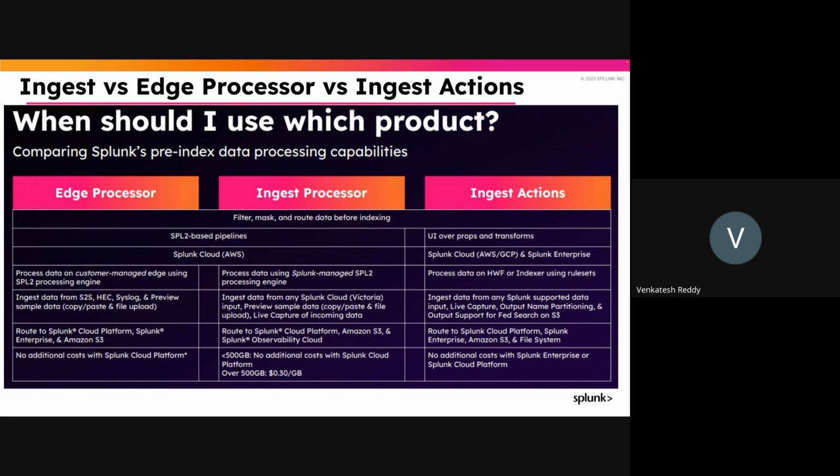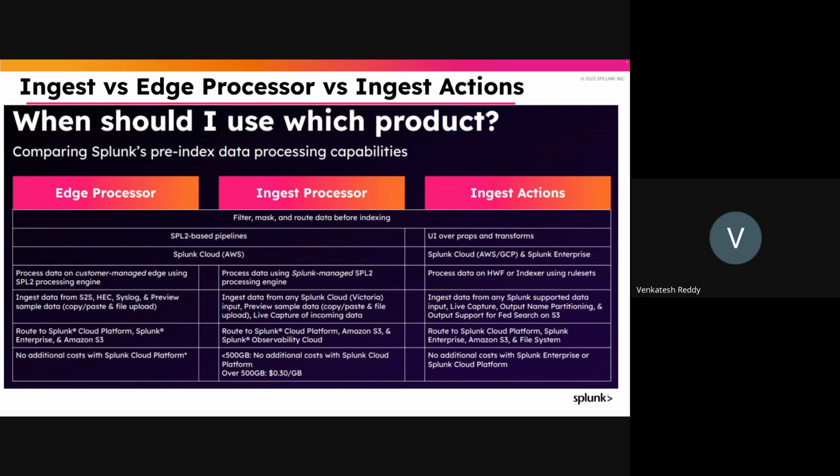Coming to the ingest processor, we have two types. One is a free version up to 500 GB. After crossing 500 GB of data, it costs about 0.3 cents per GB. The other difference is that with ingest processor, you can convert the data into metrics, which is not available in the edge processor right now. So that's about all these three solutions we have. Any questions?